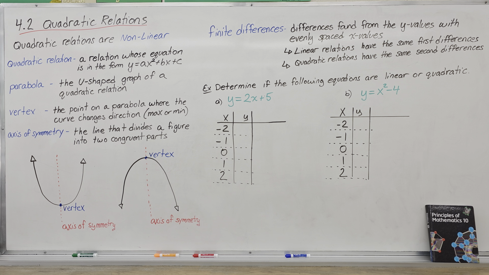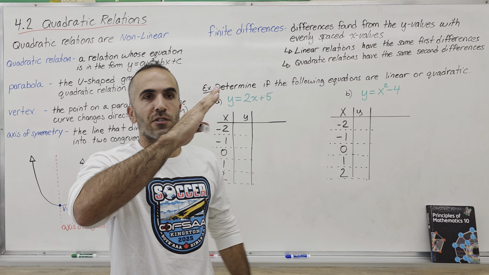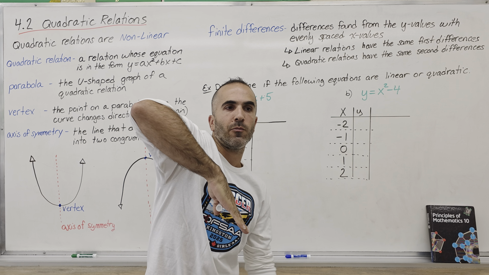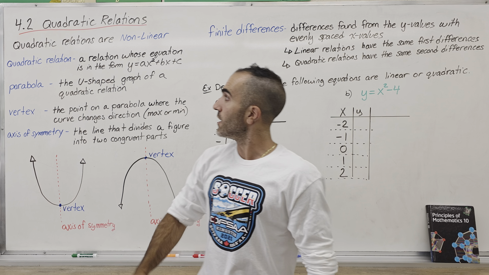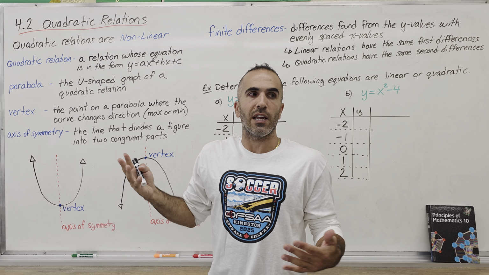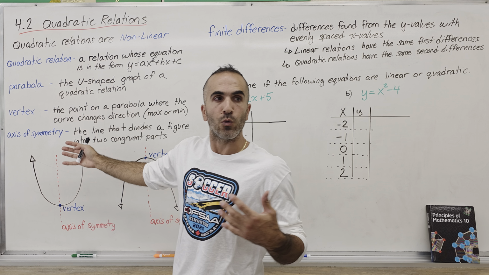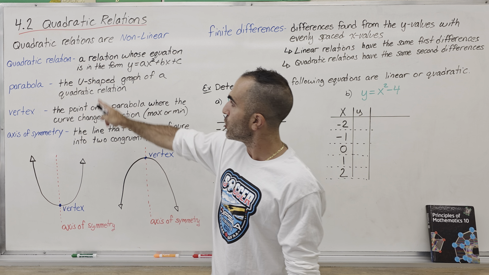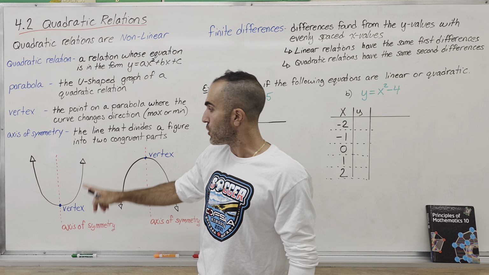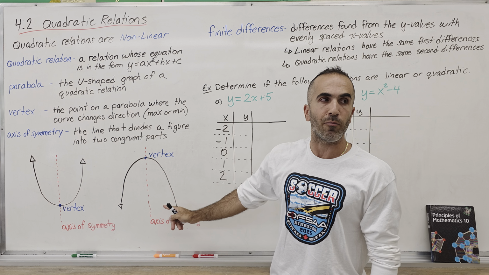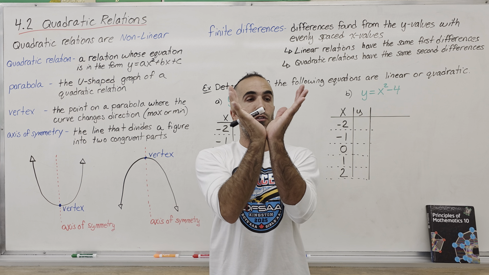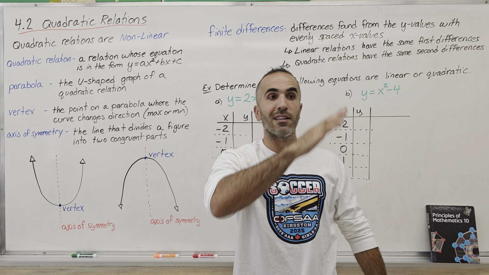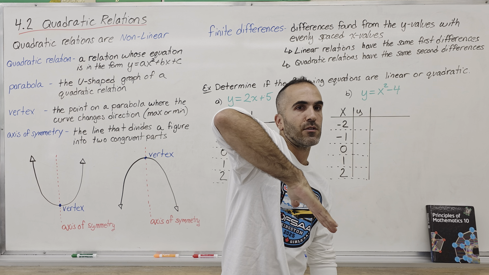Okay, so linear relations make lines. Lines go forever, arrows both ways. We know that. Doesn't matter this way, this way, this way. These are all lines. A quadratic relation, we don't say it's a quadratic on the graph. The actual picture is called a parabola. It's a U-shaped graph of a quadratic relation. These are examples of parabolas. Parabolas can either open up or they can open down. Those are your two options, just like lines can go like this or lines can go like this.